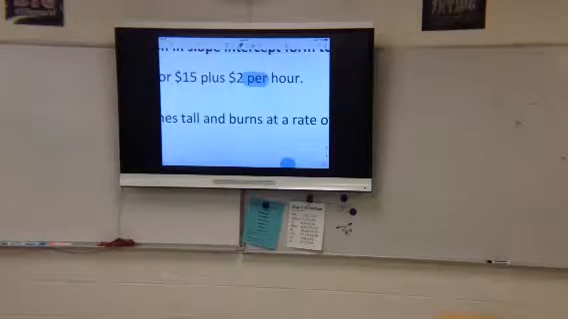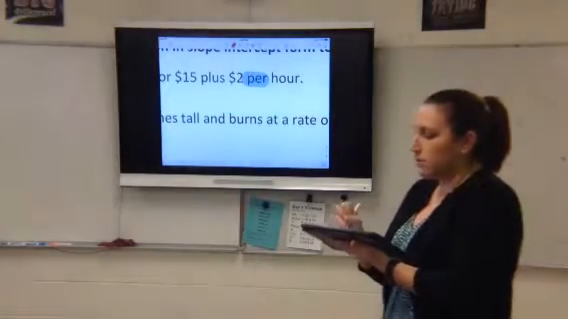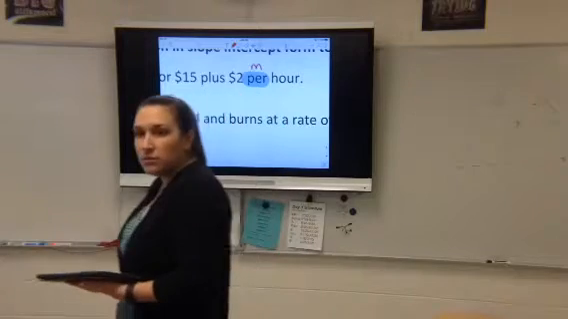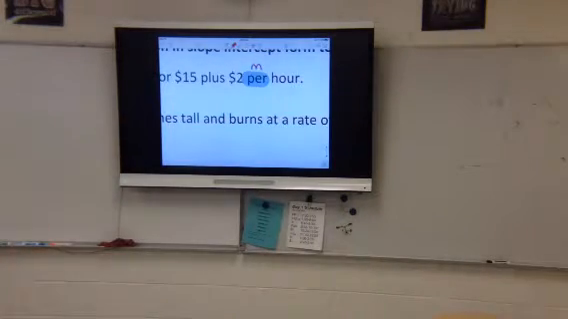Anytime you usually see something like "per," that's telling you this is your slope. So if the word "per" is in there, they've already identified slope for you. In this case, what's your slope going to be? 2. So $2 per hour.